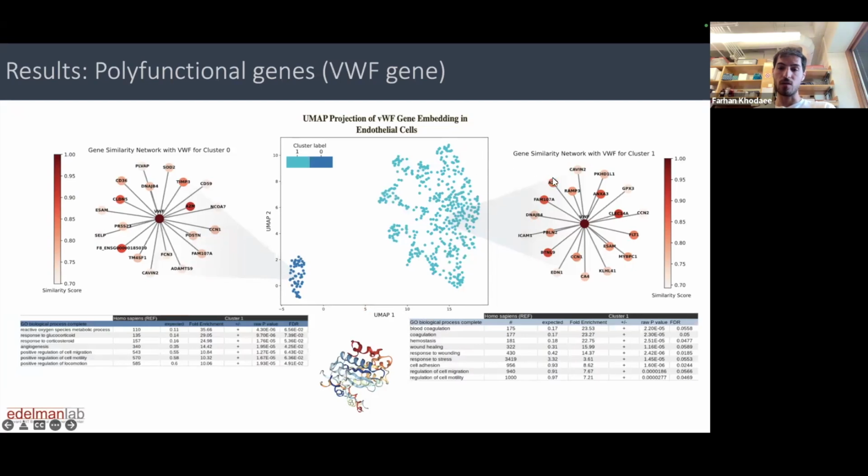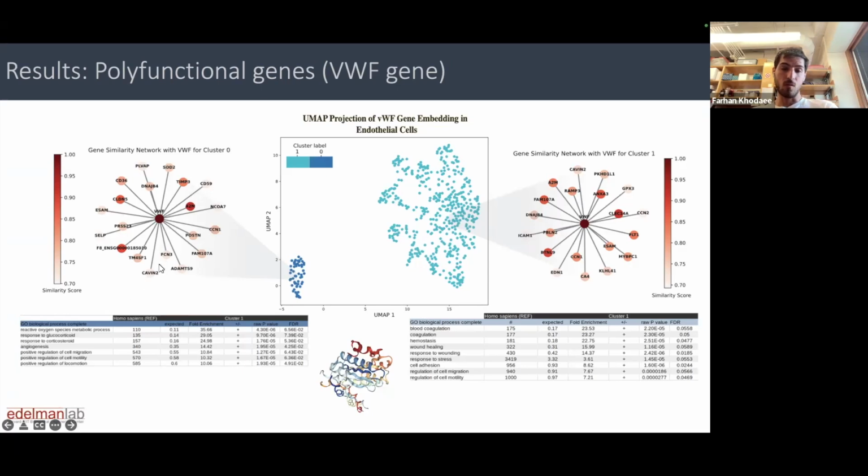Cluster 1 is more canonical to the VWF that we know, involving blood coagulation, hemostasis, and wound healing. It's mostly working with other immune-related genes to prevent bleeding. The other cluster is less known, and I couldn't find anything about VWF interaction with these genes, especially CLDN9, CLDN5, and SELP. These are more involved in reactive oxygen species and also glucocorticoids.